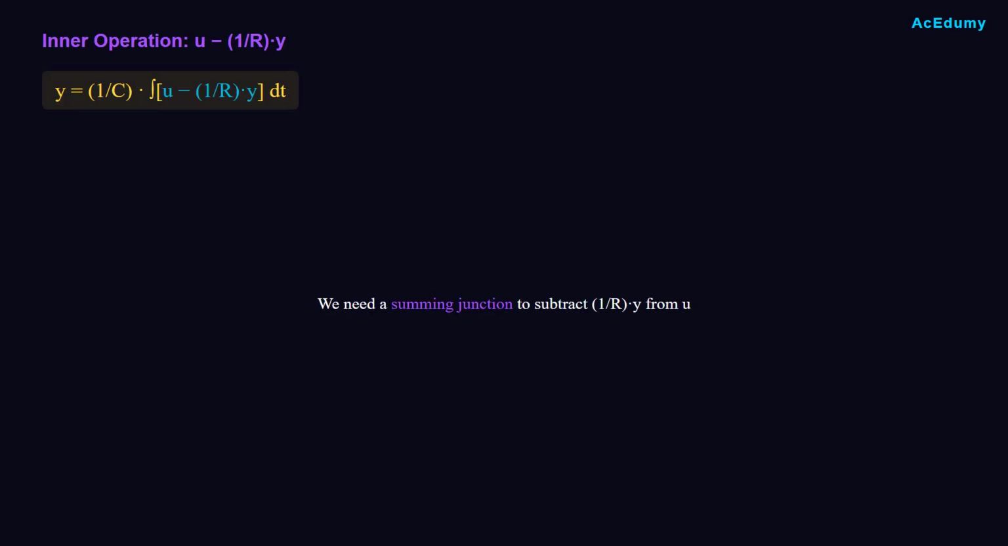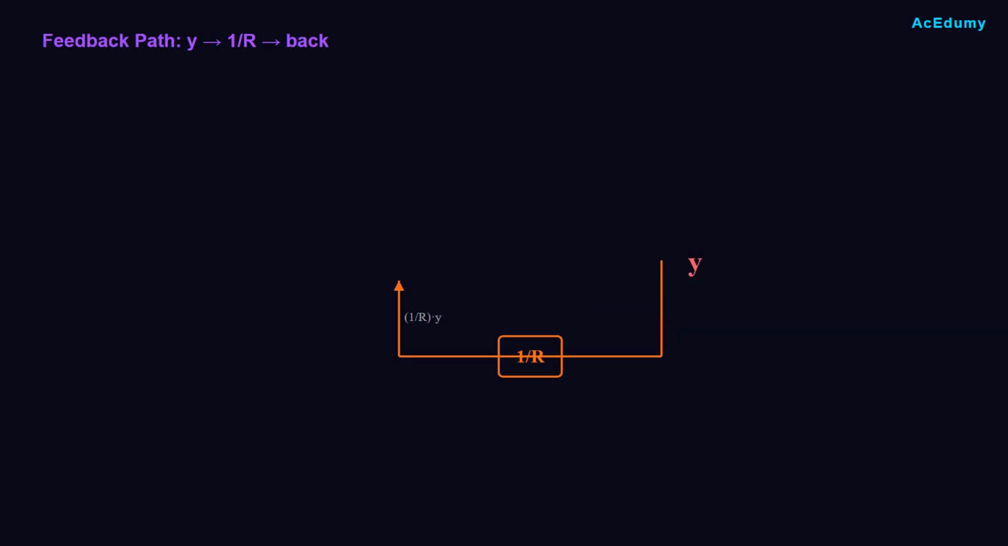Look at the equation. Y equals 1 over C integral of U minus 1 over R y dt. The innermost operation is U minus 1 over R times y. This means we need a summing junction where we subtract something from U. The term 1 over R times y comes from y itself. We need to take the output y, multiply it by 1 over R, and feed it back. This creates a feedback loop. Draw a line from y going back, add a gain block with 1 over R.